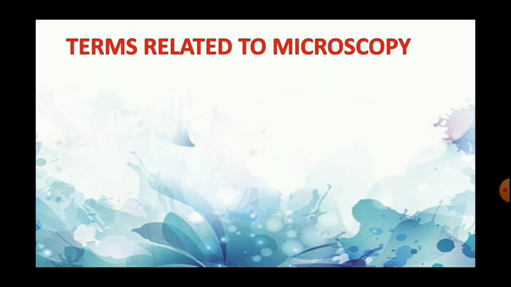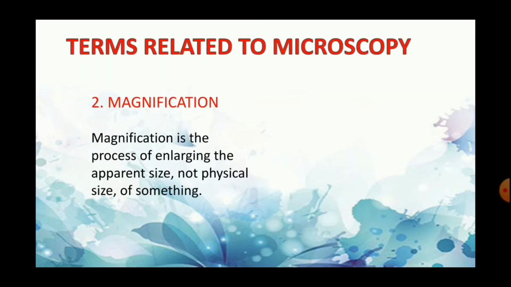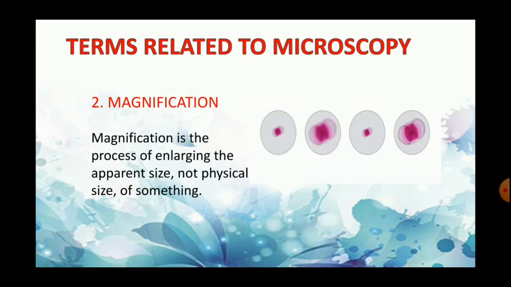The second term is magnification. It is the process of enlarging the apparent size, not physical size, of something. So the specimen which is placed in the microscope, the actual size of that is smaller, but the microscope gives us a bigger image of that specimen.